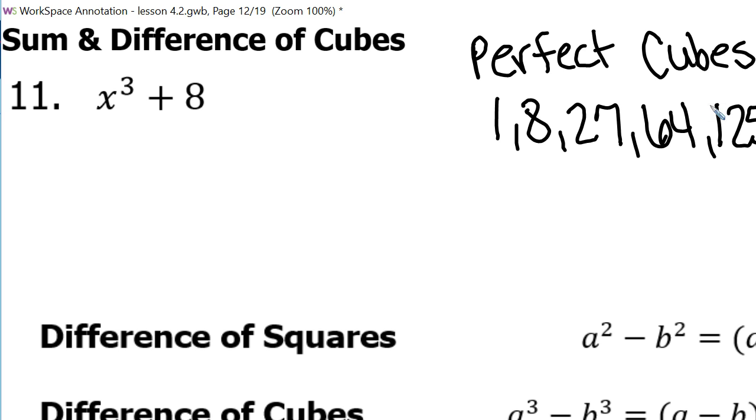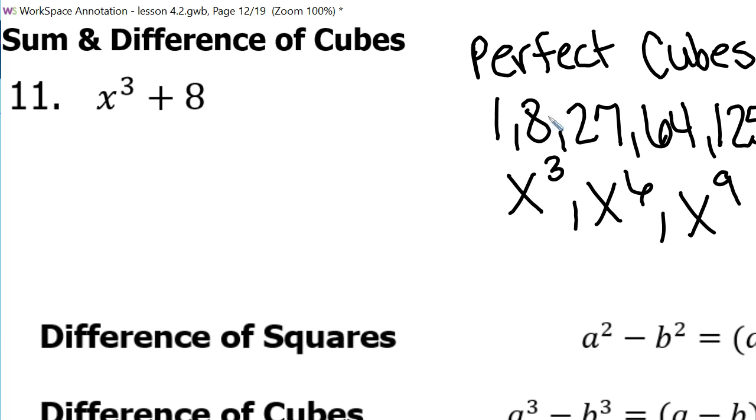Now, a variable can also be a perfect cube. In order for a variable to be a perfect cube, its exponent needs to be a multiple of 3. So like x to the third, x to the 6th, x to the 9th, x to the 12th, etc.